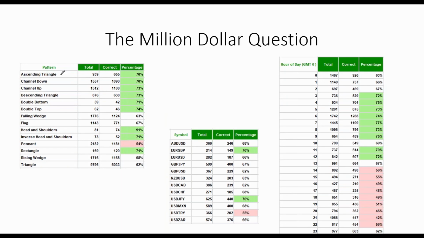Over the last 6 months, we identified 939 ascending triangles, of which 655 hit their target price, which is 70%. Within the chart's time frame, right. Thank you, Steve, I completely missed that. We allow 1 chart pattern length. So if the pattern had a length of 30 candles, we allow it 30 candles to hit its target price, which could be up here. With 1 hour candles, that's 30 hours.